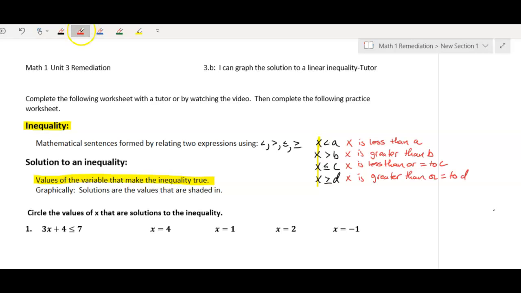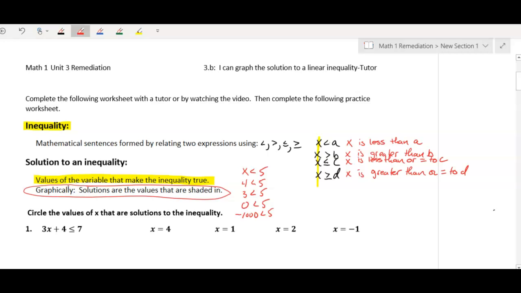Now, when we do graph these solutions, because there's more than one, there technically ends up being an infinite number. Because if you take something like, let's say, x is less than 5, we can come up with an infinite number of values that would make that true. 4 is less than 5. 3 is less than 5. 0 is less than 5. Negative 1,000 is less than 5. We can come up with an infinite number of values that when we plug it in, it would make that inequality true. And because of that, when we graph the solutions, we generally graph and then shade in the values that make the inequality true.